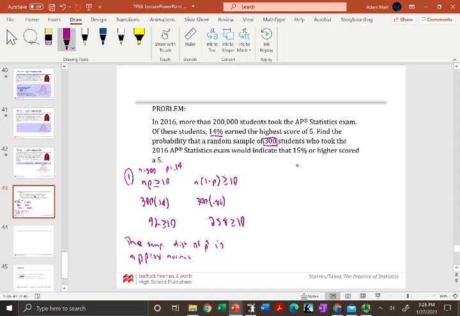Okay, now we're going to find the mean and the standard deviation. So the mean of the sampling distribution is just going to equal whatever P is. We already identified that as 0.14 because it's an unbiased estimator. For the standard deviation, remember we have to show the 10% condition is true. So N is right here, 300. Is that less than 10% of this, which is more than 200,000?